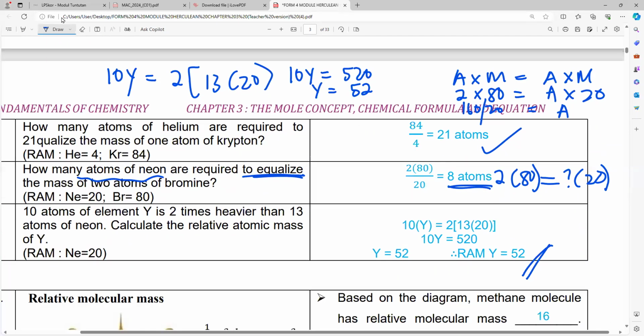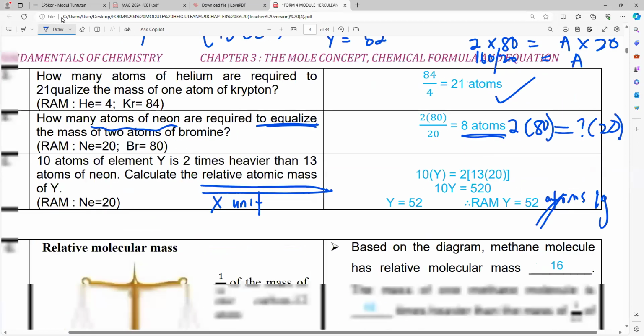Can I put atoms here? Cannot. Very good. Why can I not put atoms, or gram? Very good. All of you take note. Everybody circle the word RAM here: relative atomic mass. All of you write together with teacher. It has no unit.